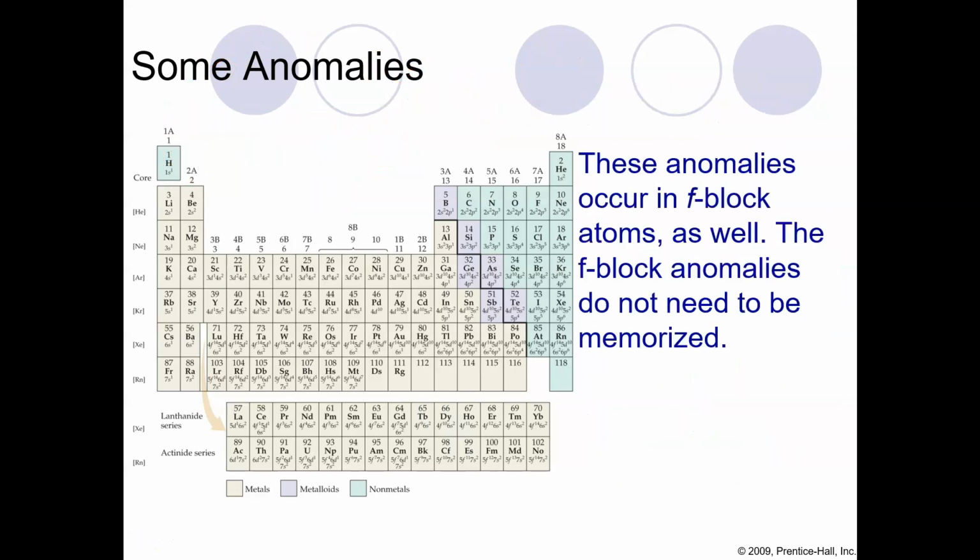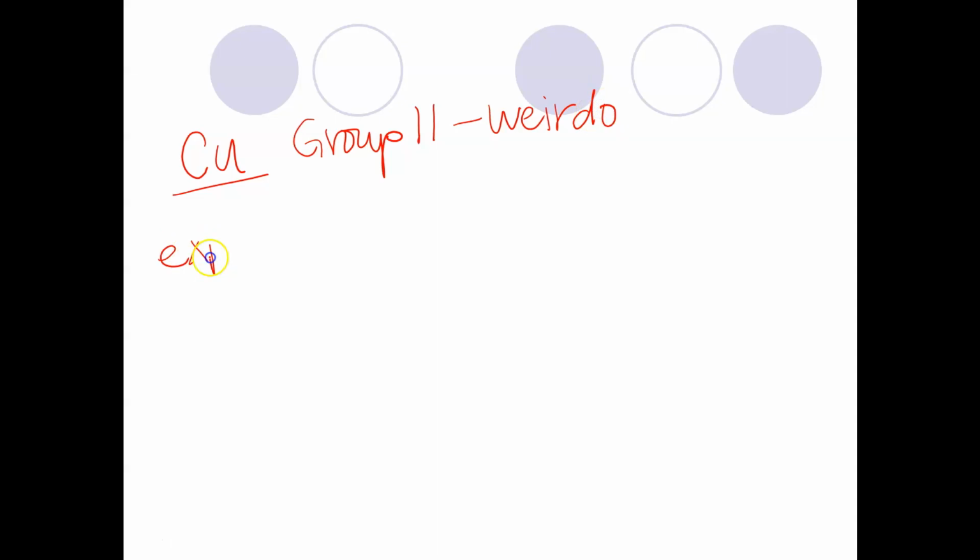I think on the next slide I'm going to have, no, there we go. There's the open space that I was looking for. Okay, so I'm going to look at copper, which is in group 11, which is one of the weird ones. Okay, so again, this is what we'd expect. We're going to write the electron configuration for copper.